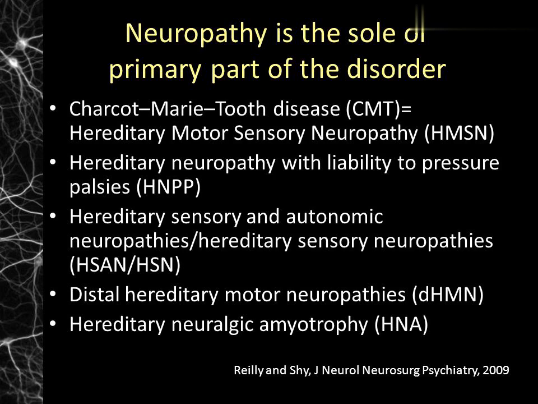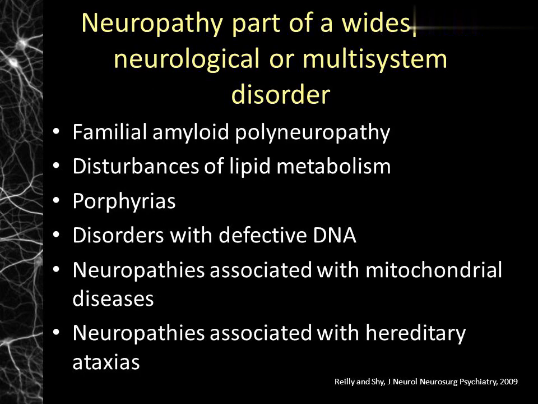Hereditary sensory and autonomic neuropathies, or hereditary sensory neuropathies, HSN. Distal hereditary motor neuropathies, DHMN. Hereditary neuralgic amyotrophy, HNA. Reilly and Shy, Journal of Neurology, Neurosurgery and Psychiatry, 2009. Neuropathy as part of a widespread neurological or multisystem disorder.